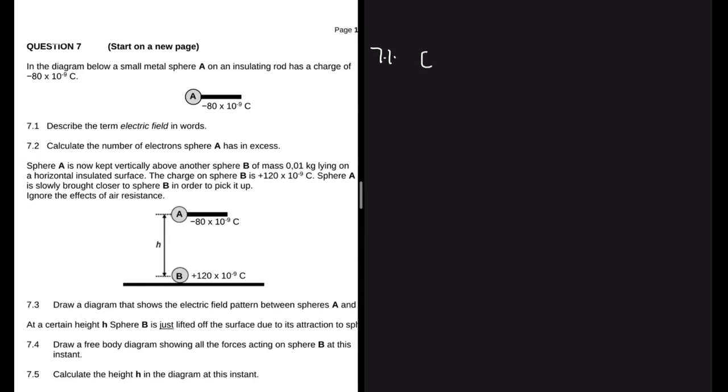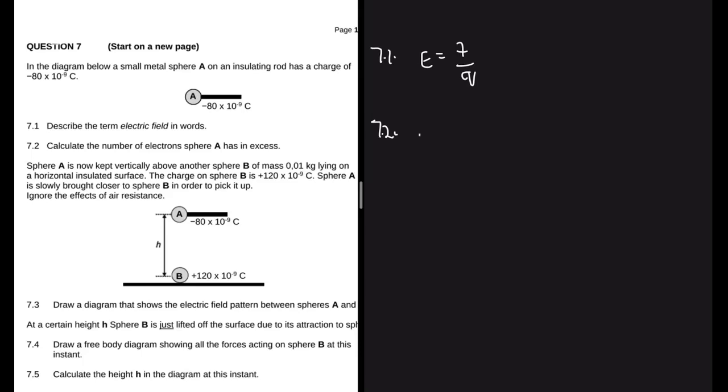Basically, we're saying that E is equal to F divided by Q. That's the formula for electric field. A region in space where an electric charge will experience a force. And then 7.2 says, calculate the number of electrons sphere A has in excess.